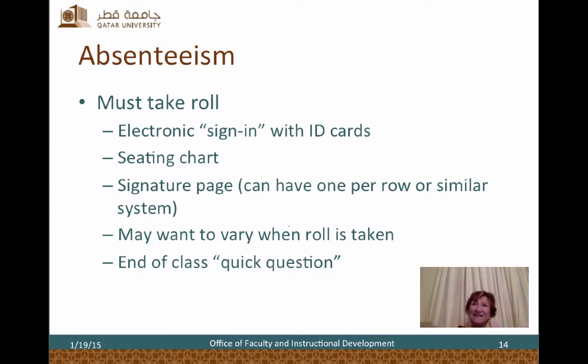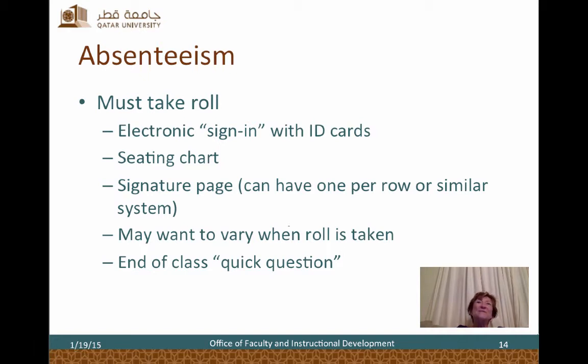So you very quickly can see they can't sign in for somebody else because the signatures are side by side. And you can very quickly look down and see who is absent. If you have problems with students coming late or leaving early, you may want to vary when you take roll.